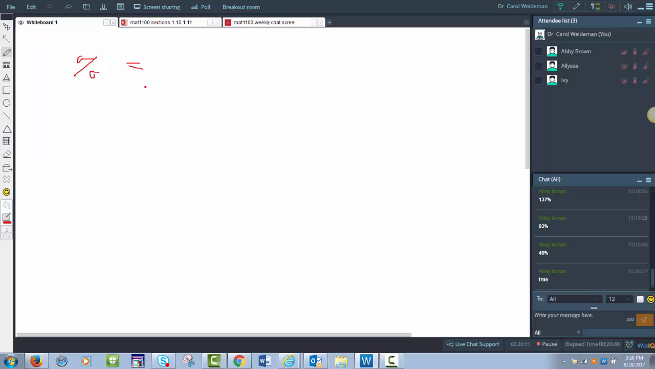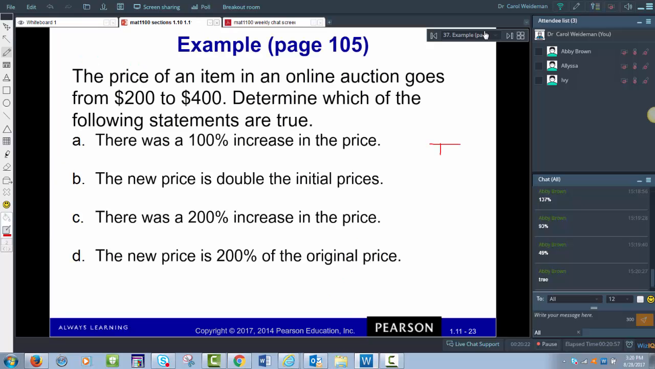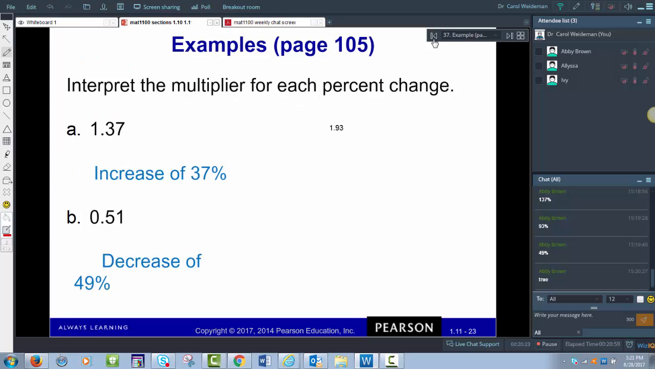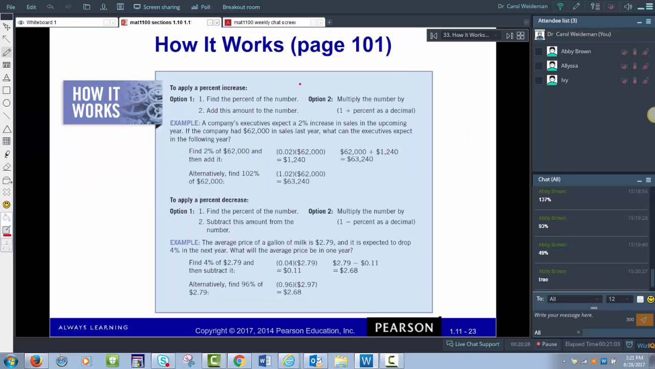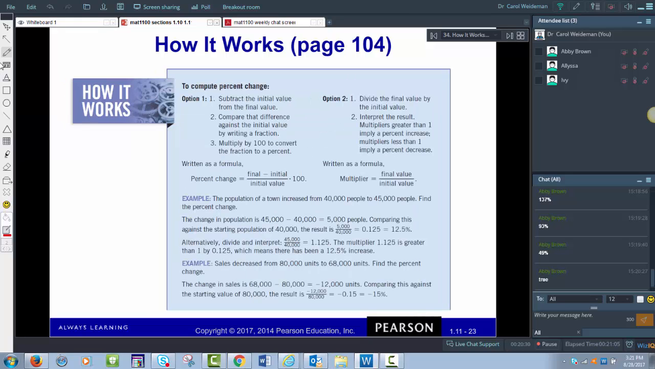I don't know if I put it in. Hold on a second. I think it's in one of the blocks in the book. Yeah, here it is, back on page 104. Let me jump back for a second. It was in this block right here. Here's your percent change formula. Okay, so page 104. Remember percent change: final minus initial divided by initial, and then we multiply by 100.